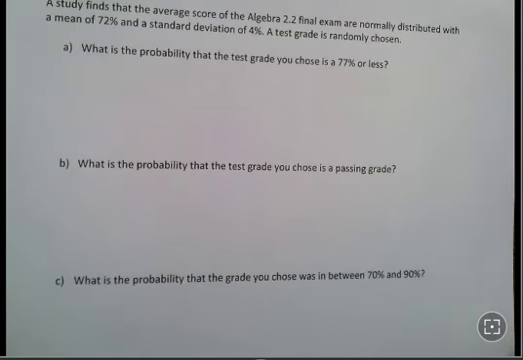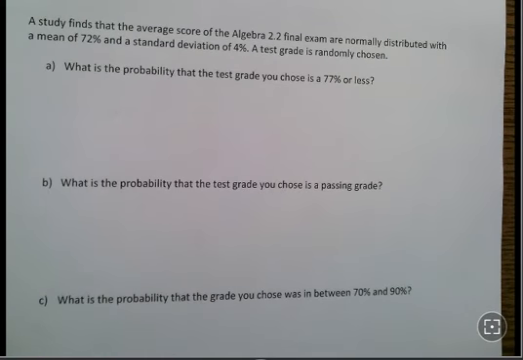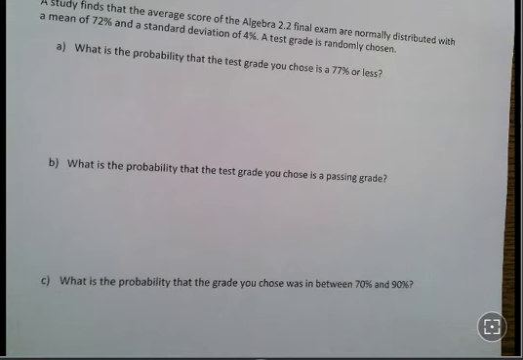So anyway, for this example, a study finds that the average score of the Algebra 2.2 final exam were normally distributed with a mean of 72% and a standard deviation of 4%. And a test grade is randomly chosen.